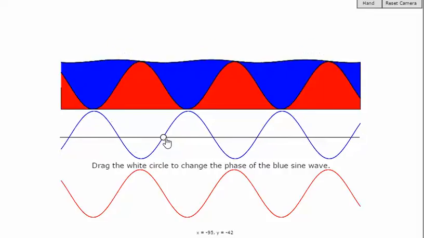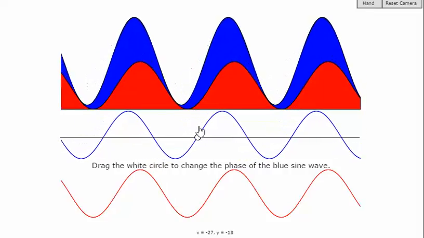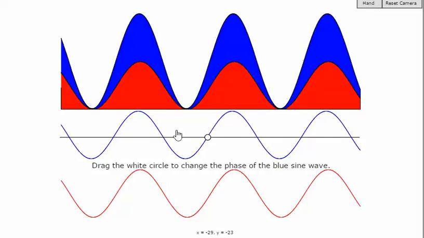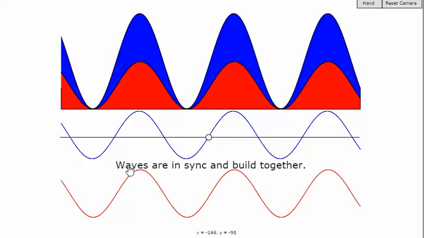And the way I do this is if you line the two up so that the peak here is lined up with the peak here and the trough here is lined up with the trough here, they build on each other. So the result of these two waves building up like this is that they peak at a high peak and they go to this low valley. So they are what's called in sync. And if you get them exactly in sync, I give you a little label here that says they build together.